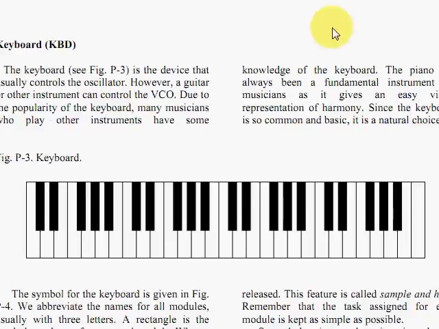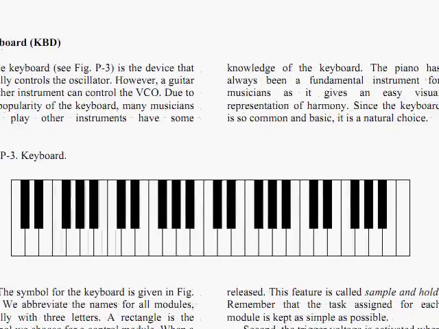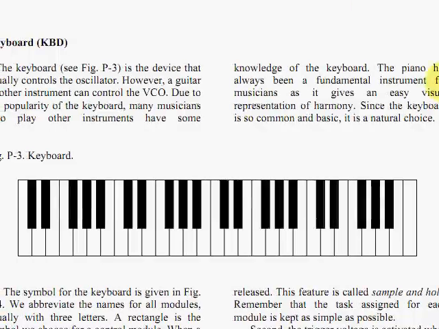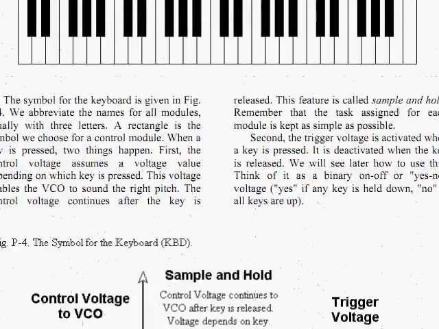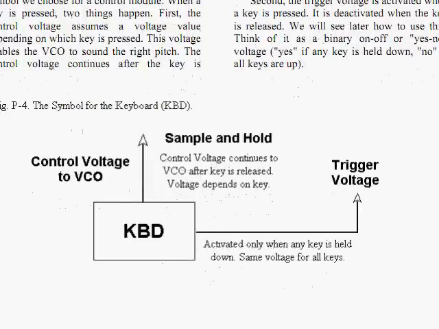The next module is the keyboard. We want to be able to interact with the synthesizer, and the keyboard is a very, very popular device to do that. So the keyboard, now this is a control voltage. It's going to control, say, the VCO, for example. We have a rectangle. A rectangle is used for the control.